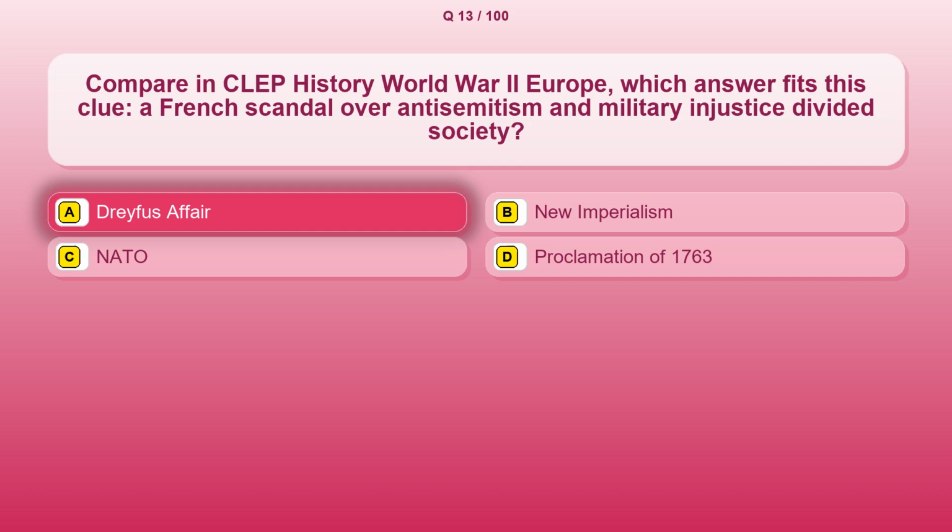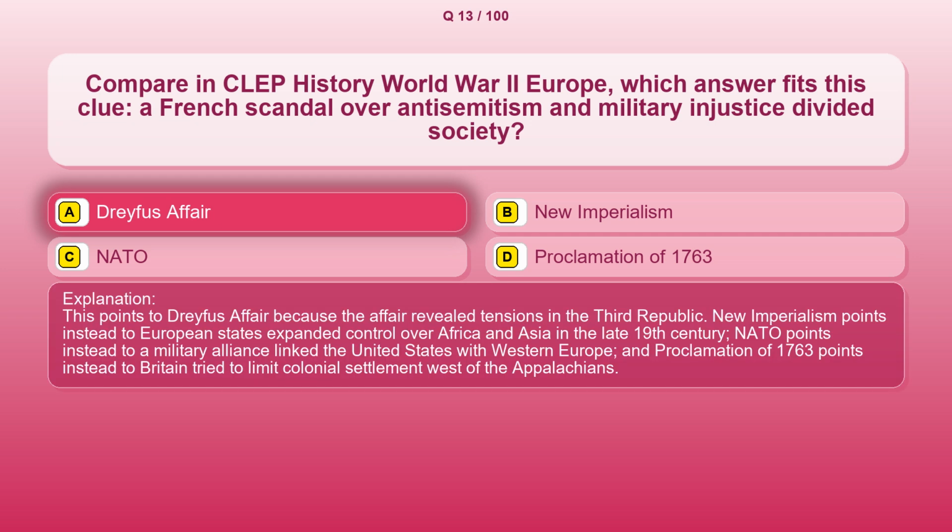The correct answer is option A, Dreyfus Affair. This points to Dreyfus Affair because the affair revealed tensions in the Third Republic. New imperialism points instead to European states' expanded control over Africa and Asia in the late 19th century.